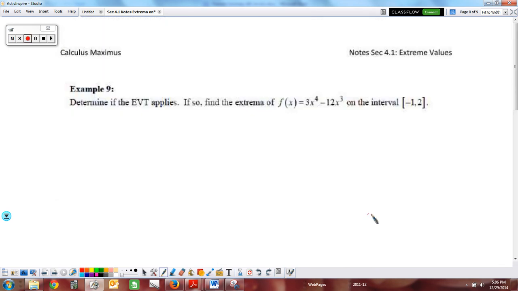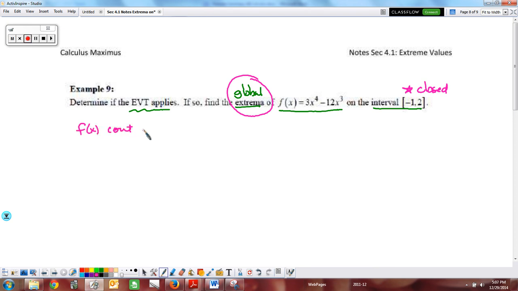So EVT is actually one of the easiest ones to do, as long as you realize that you get to use EVT. What you're going to do is say, hey, I want to find the extrema, and usually when we say that we mean the global extrema of this function on this interval. The first thing you should notice is, ding ding ding, I have a closed interval. I am looking for global extrema, and then I ask, is that function continuous? And the answer is yes. So f of x is continuous on a closed interval, so EVT applies. That's your first thing.